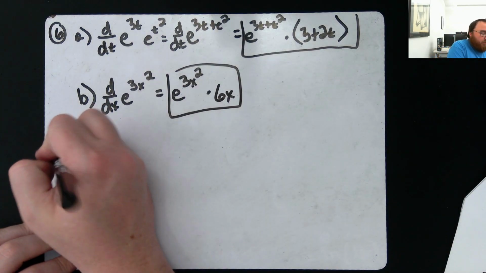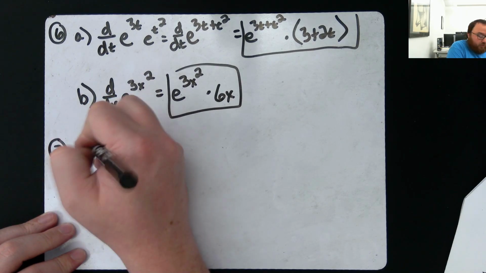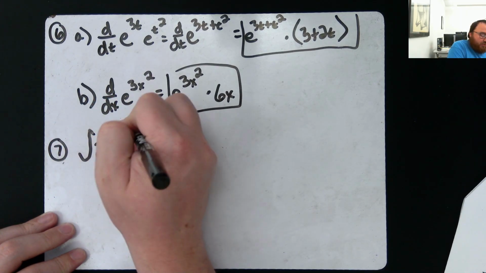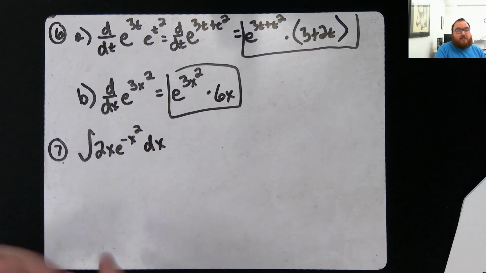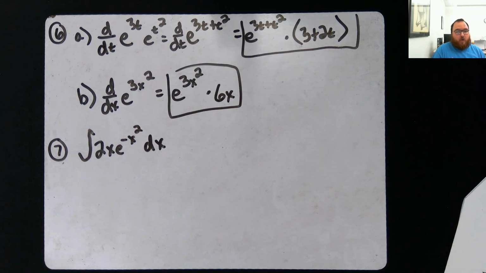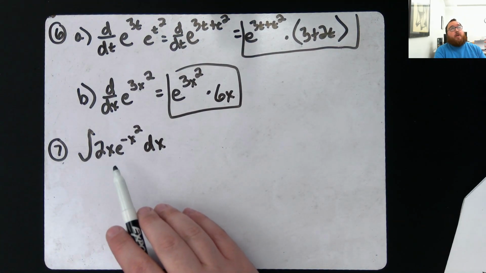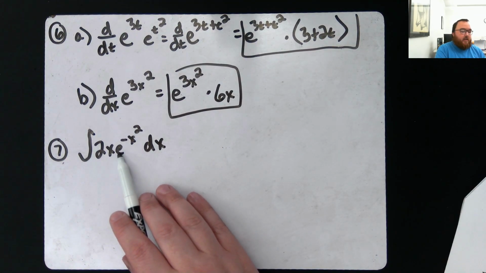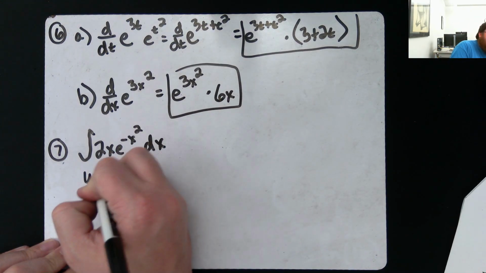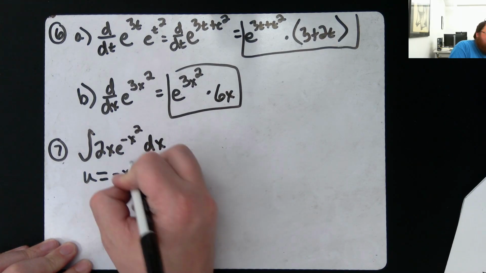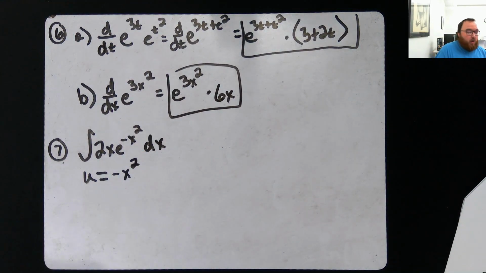Example number 7 wants us to do the integral of 2x e to the negative x squared dx. Now, on first glance, this looks really hard because there's a bunch of stuff happening there, right? But we know e stays e. So if this was just an e, it wouldn't be hard, right? So it would be really nice if this was just e to one term, right? So let's let u, using u substitution, be negative x squared. Let's see if that would be helpful.